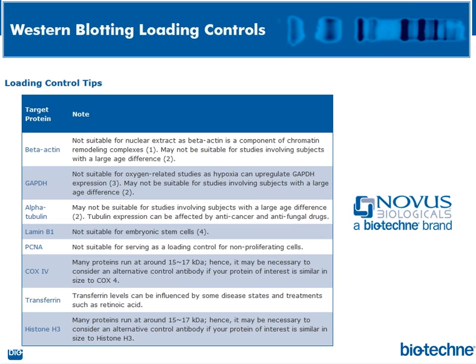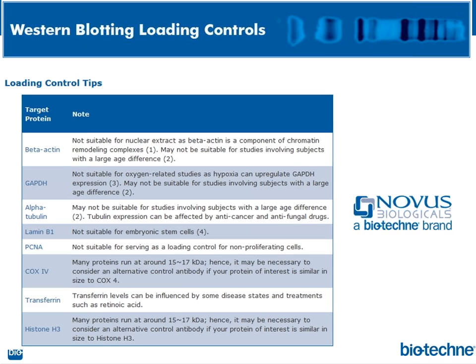So this is a very busy slide. I don't expect you to read it all, but GAPDH is affected by hypoxia. So if you're studying the tumor microenvironment and looking at hypoxia, you probably don't want to use GAPDH. Histone 3, if you're studying epigenetics, looking at post-translational modifications, doing a ChIP assay or what have you, they fall around 15 to 17 kilodaltons. You probably don't want to use that as a housekeeping gene.